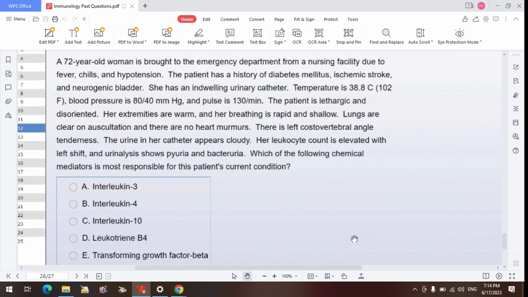So just look at the history. What's your diagnosis from the history? If you can put a diagnosis to this, that can help you. Hypotension, you know, bacterial, pyuria.